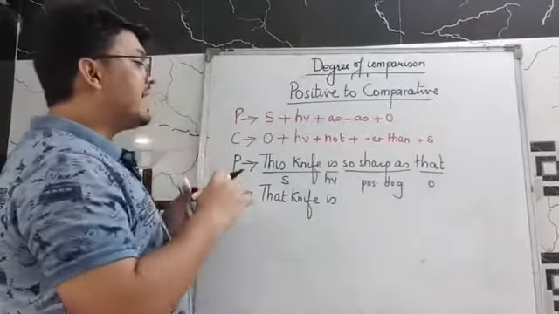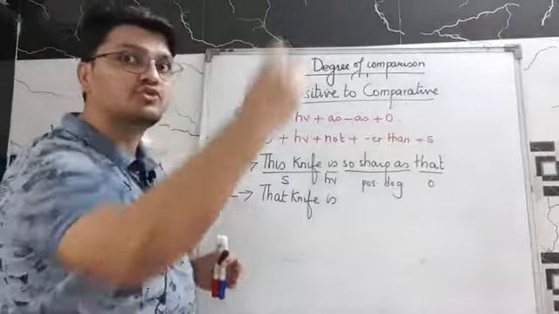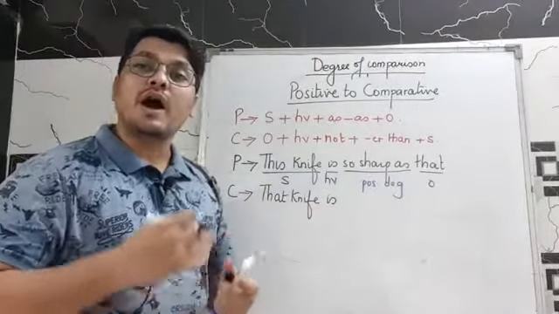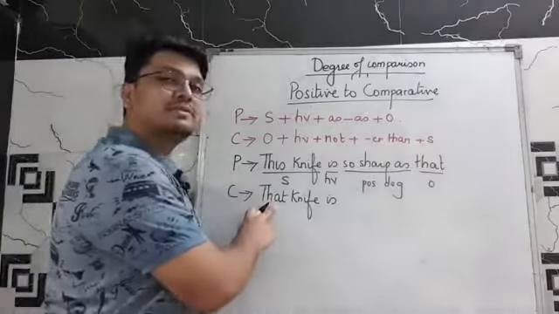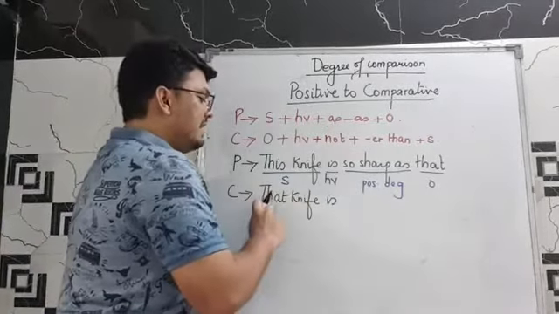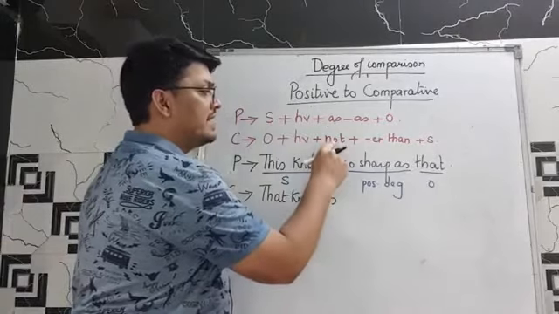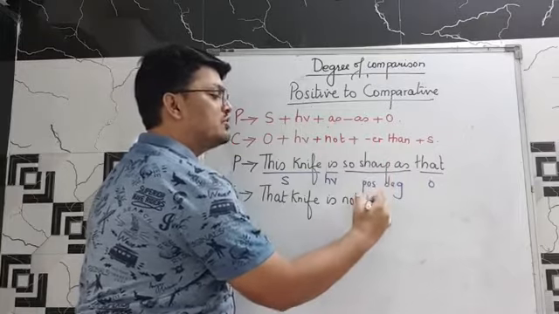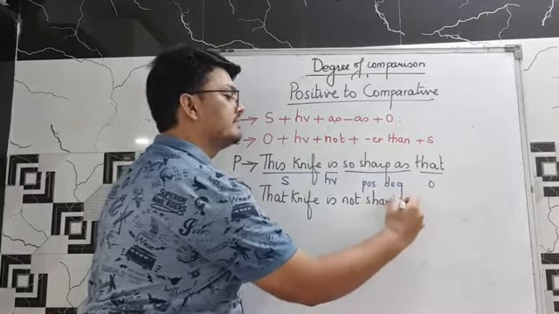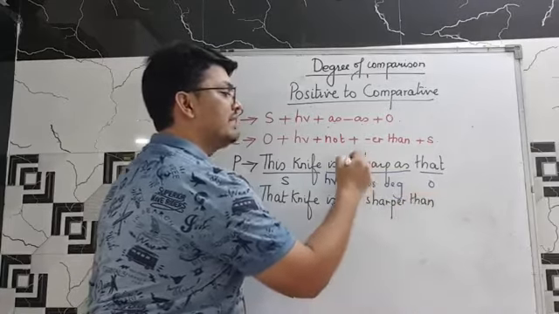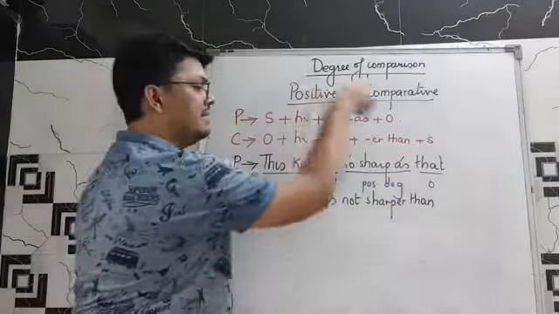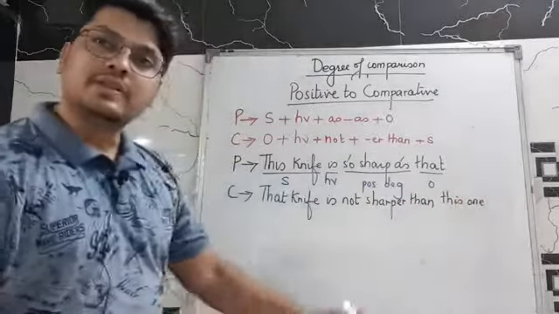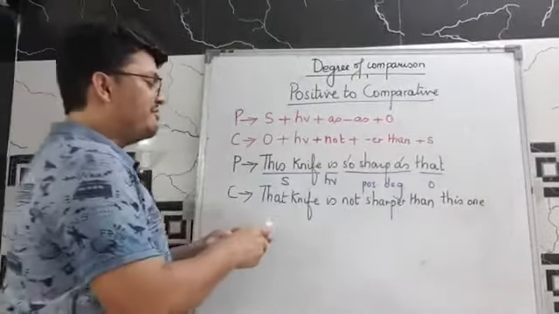Suppose this knife is so sharp as those. If I put those over here, the helping verb will change into are. But here I have used singular, so I'll use is. That knife is. Okay, then you have to place what? Not. So sharp as will become sharper than. Means you will cancel this too. Sharper than, and bring the subject over here. This one. Don't write knife two times. So let's see, have we followed the structure?